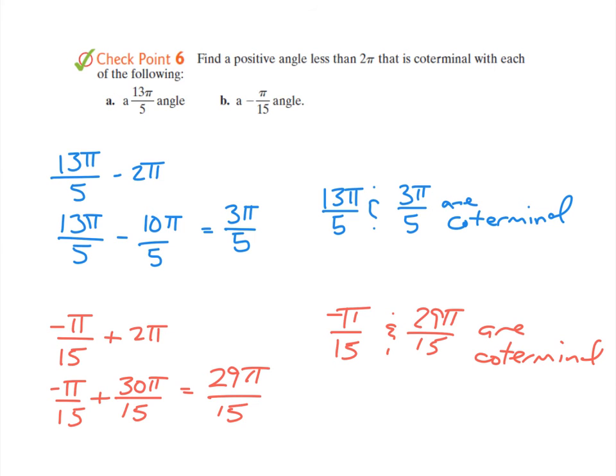Okay, hopefully you were right. So for the first one, we subtract 2 pi, and when we do that, we get 3 pi fifths, telling us that 13 pi fifths and 3 pi fifths are coterminal. For the second one, we added 2 pi to get 29 pi fifteenths, and that tells us that negative pi fifteenths and positive 29 pi fifteenths are coterminal angles.